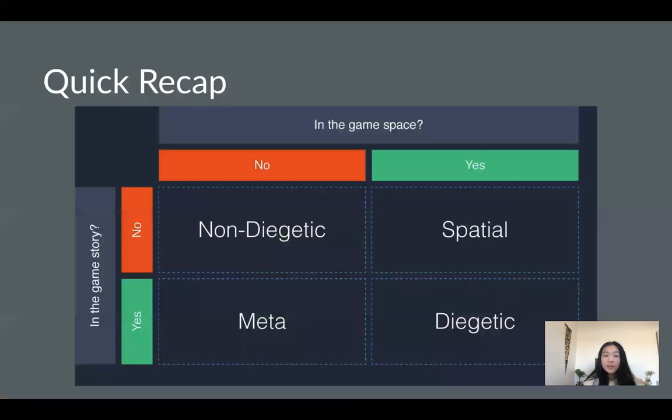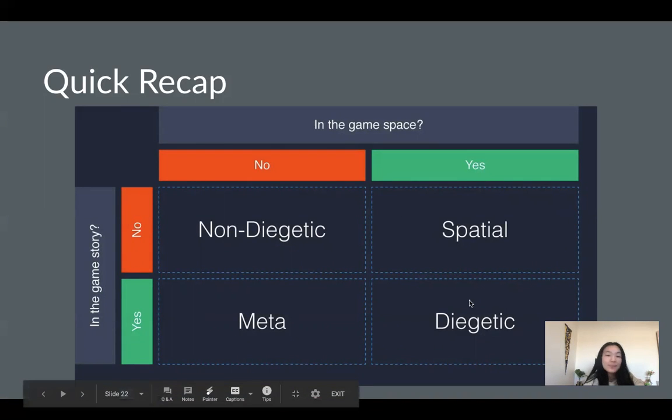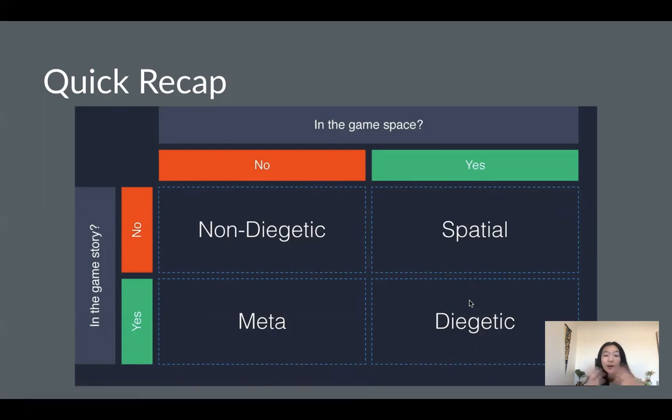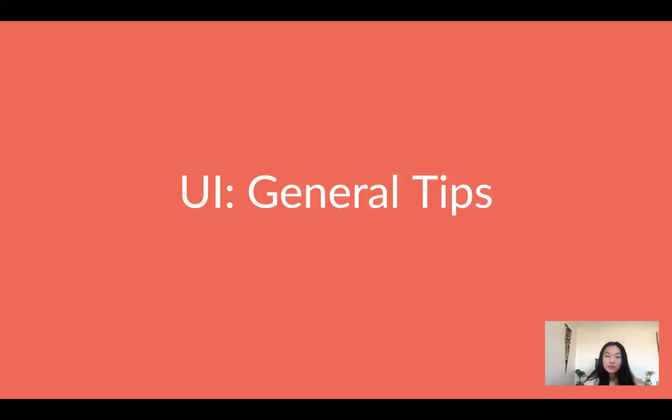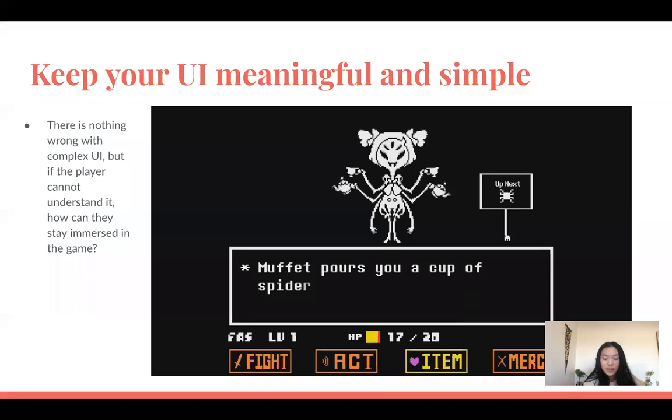So to give a quick recap of the quadrants that we covered, we have non-diegetic, spatial, meta, and diegetic. And so these are broad categories that UI components can sort of fit into. And yeah, so moving on to some general tips for UI. First, we have keep your UI meaningful and simple.